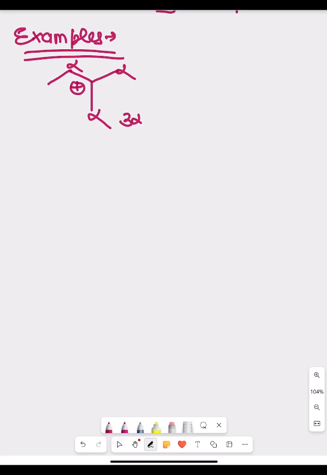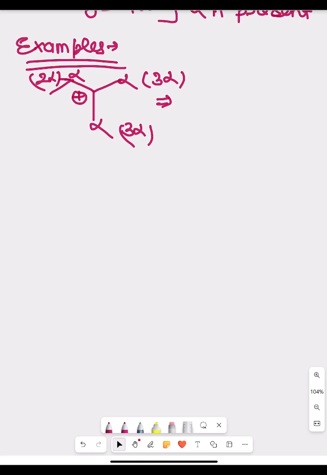Here are 3 alpha H. Here 3 alpha H. And here 2 alpha H. Here the total number of hyperconjugative structures is 3 alpha hydrogen, 2 alpha hydrogen plus 3 alpha hydrogen. That is 8. 8 alpha H means 8 hyperconjugative structures are there. Okay. Let me show you one more example.